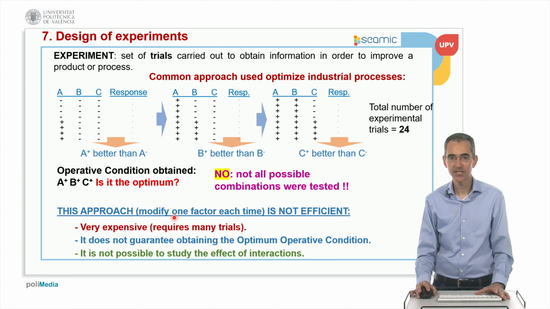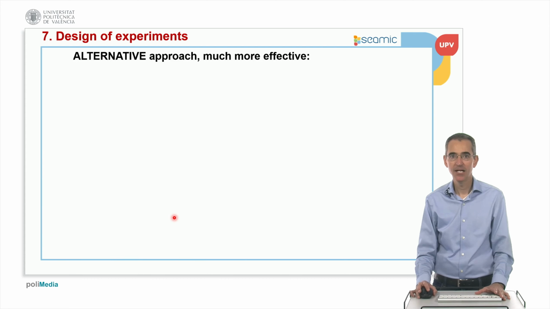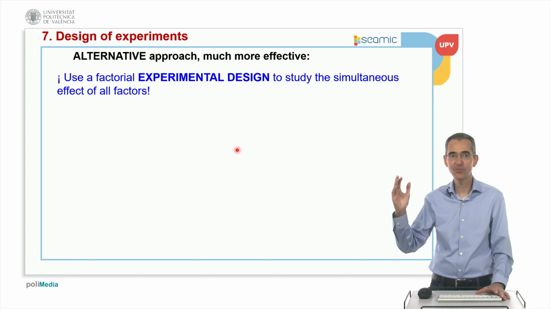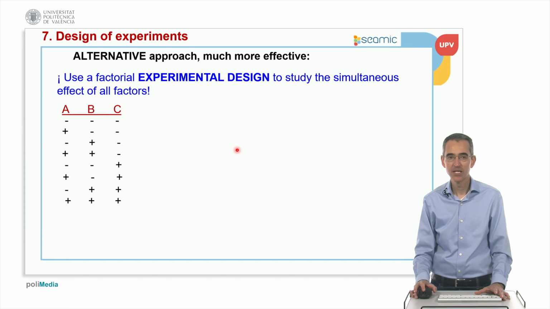So the approach that is recommended because it's more efficient, okay, is a factorial experimental design. Okay, it's very useful and very convenient when we want to study the simultaneous effects of different factors. So in this case, with 3 factors at 2 levels, this would be the best option.